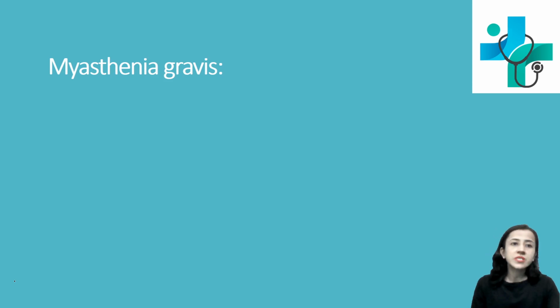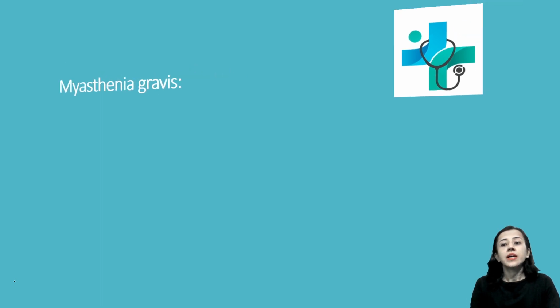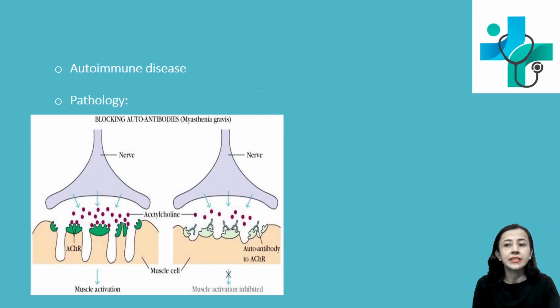Hello everyone, today we'll discuss myasthenia gravis. Now, what is myasthenia gravis? It is a serious and sometimes fatal autoimmune disease in which skeletal muscles become weak.